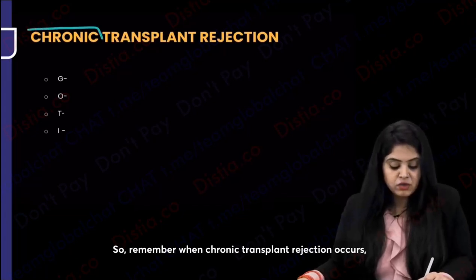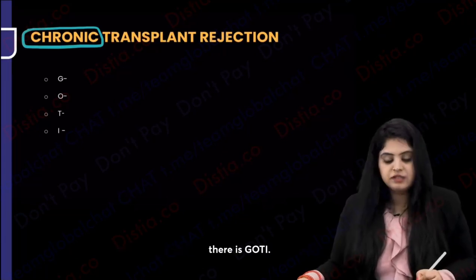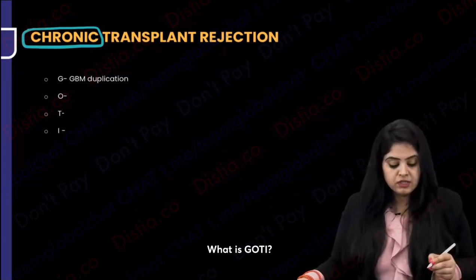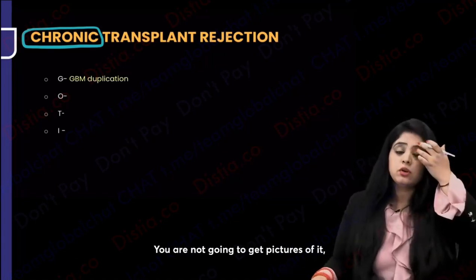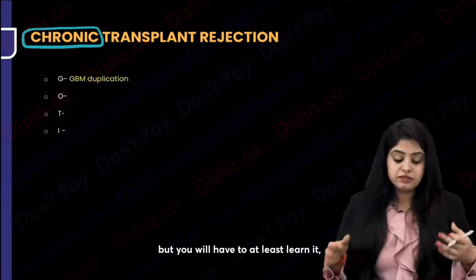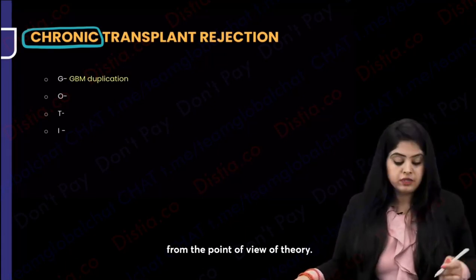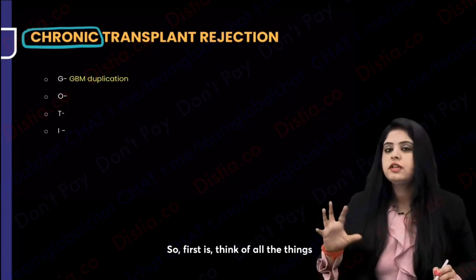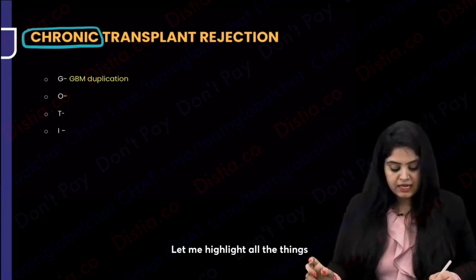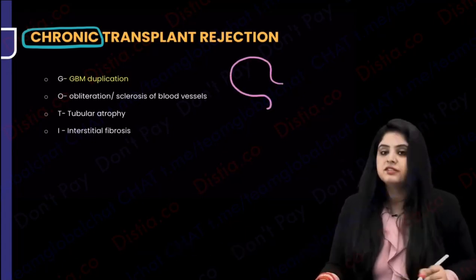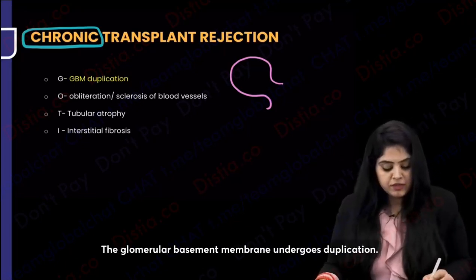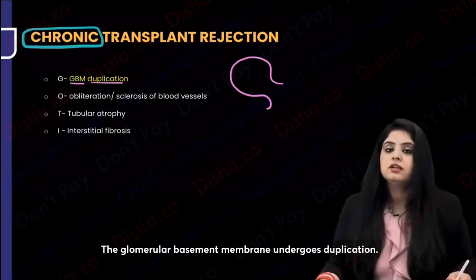So remember, when chronic transplant rejection occurs, there is GOTI. What is GOTI? The glomerular basement membrane duplicates. This is something you'll have to learn by rote. You're not going to get pictures of it, but you'll have to at least learn it from the point of view of theory. So first, think of all the things that you have in the kidney. Let me highlight them. Number 1, I have the glomerulus. What happens in the glomerulus? The glomerular basement membrane undergoes duplication.